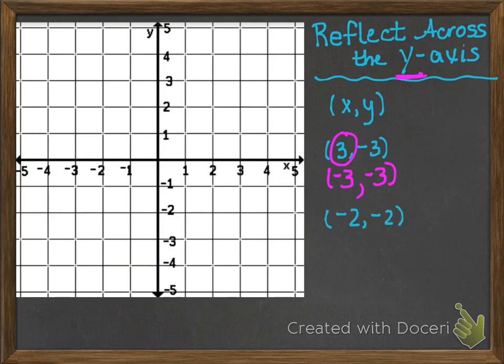Our next example, the ordered pair -2, -2. Sometimes I find it easier just to write my brackets with my comma down. If I'm reflecting across the x-axis, I'm keeping the same x number, opposite y. I'm sorry, I said that wrong. Scratch that. If I'm reflecting across the y-axis, I'm keeping the same y number, opposite x. So the opposite of -2 is +2. And our last one, again, we're reflecting across the y, so I'm going to keep the same y. The opposite of -4 is +4.